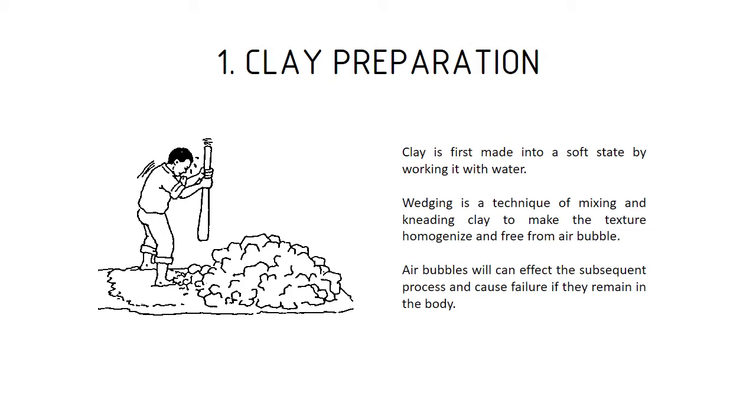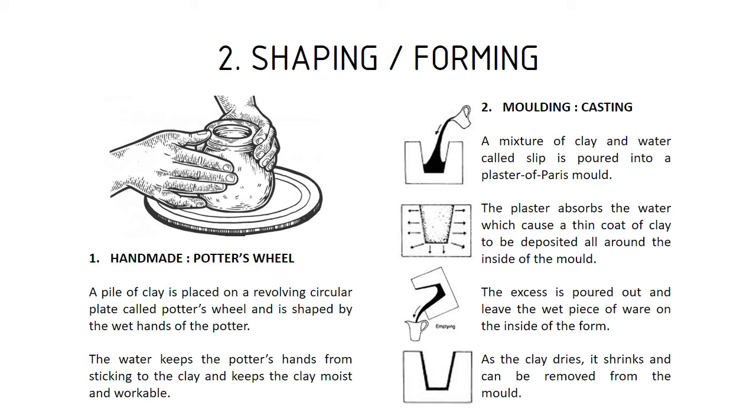The first stage is clay preparation, where the clay is first made into a soft state by working it with water, and then the clay is mixed using the wedging technique to ensure the texture is homogenized and free from air bubbles. The next step is shaping or forming. There are two popular ways of shaping the clay. The first one is handmade, which is usually done on a potter's wheel, but other than that, molding processes such as slip casting are also commonly used for shaping.